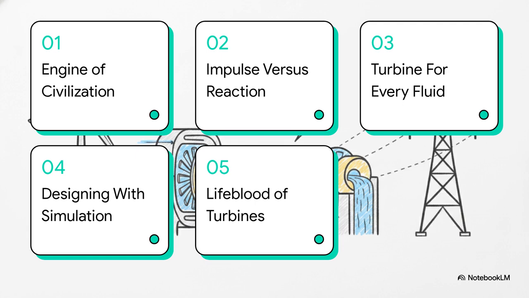Here is our roadmap for today. First, we have the engine of civilization. Second, impulse versus reaction. Third, a turbine for every element. Fourth, designing with digital simulation. And finally, number 5, the lifeblood of turbines.